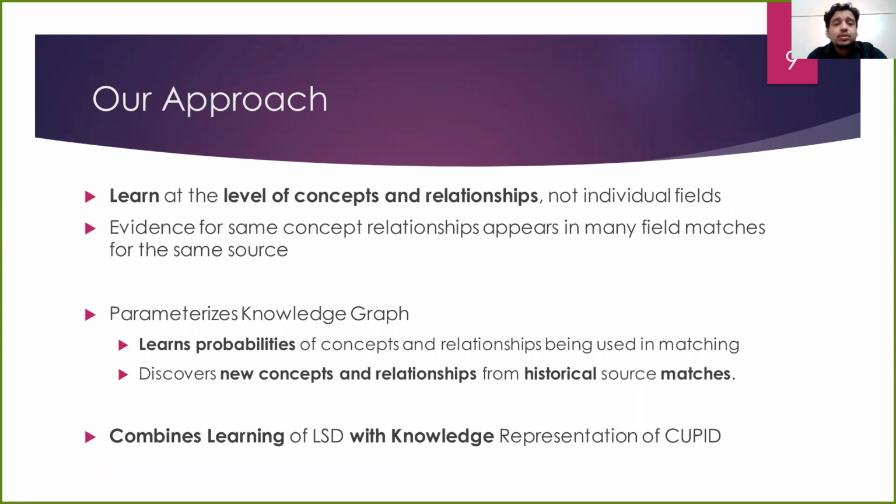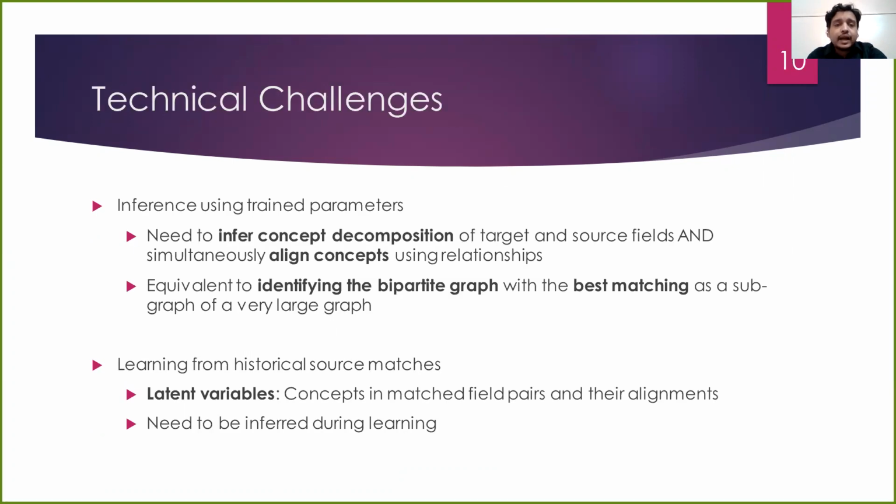So, considering all the shortcomings of the state-of-the-art approaches and the constraints over the real dataset, we propose a solution which mimics the approaches taken by domain experts. It learns at the level of concepts and relationships between concepts rather than fields. It also learns probabilities of concepts and relationships being used in matching and finds new concepts and relationships from historical matching information. So technically, at a high level, our approach infers matching between a pair of fields by finding the concept decomposition for each field name and aligning concepts of a field pair based on their relationships.